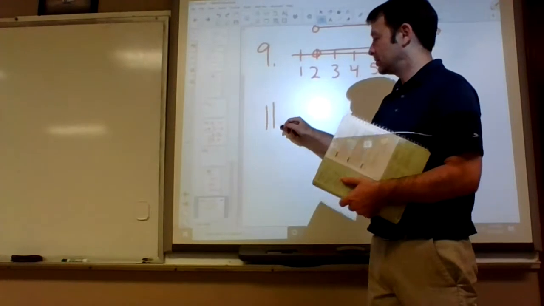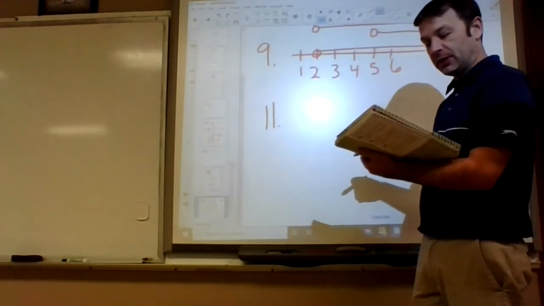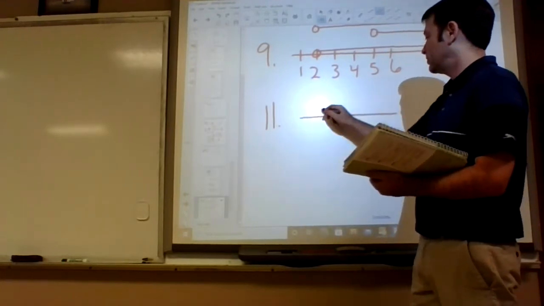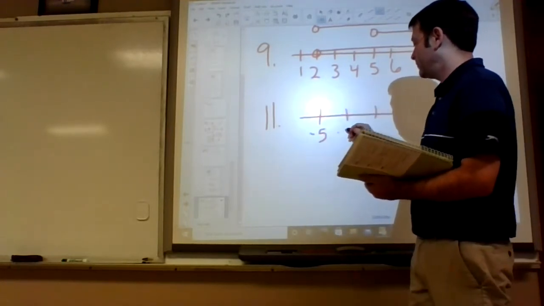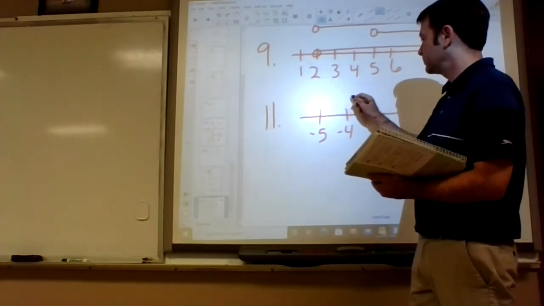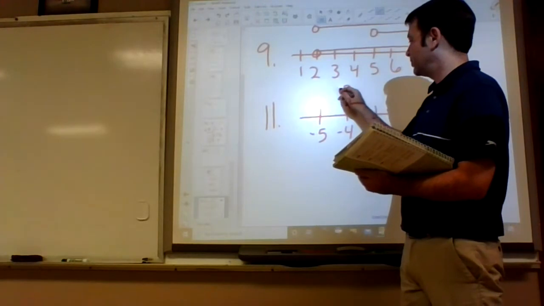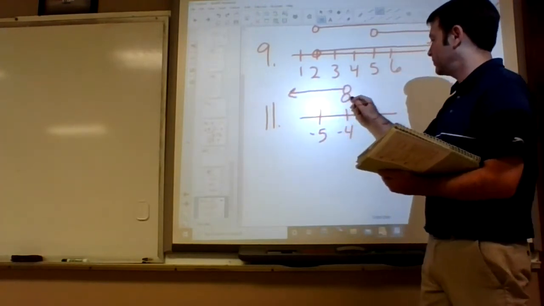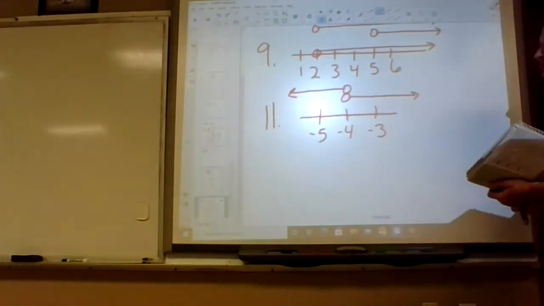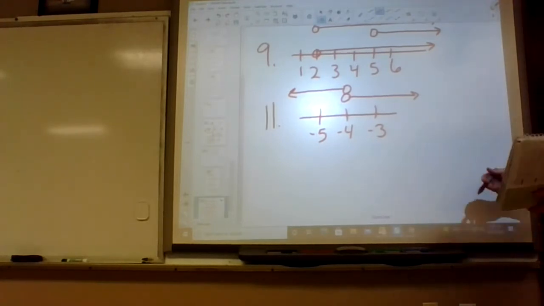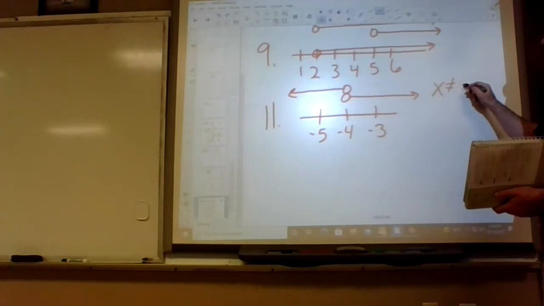Okay, number 11. Number 11 has -4. I'll make this one small. -5, -4, -3. X is less than -4, looks like that. X is greater than -4, looks like that. So what could X be? Everything but -4. In other words, X is not equal to -4.